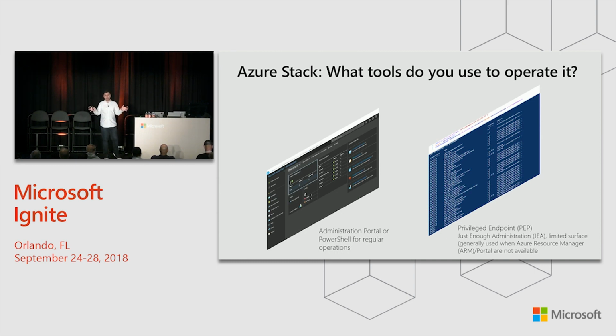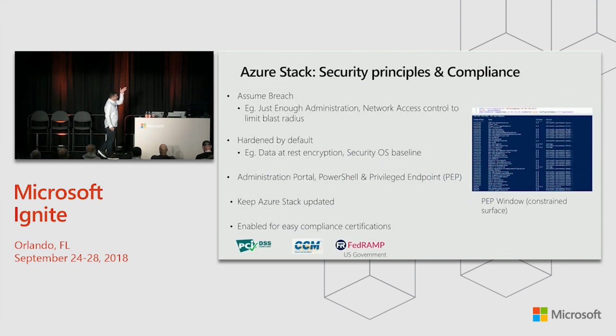And you can actually use PowerShell to do everything that you can do from the UI. But then we actually have another special endpoint called the privileged endpoint, which is also a PowerShell endpoint, but that is meant to be used generally when Azure Stack is somehow down, when your ARM endpoint is not up. Then you use the privileged endpoint to take corrective action from there, to actually bring Azure Stack up from there.